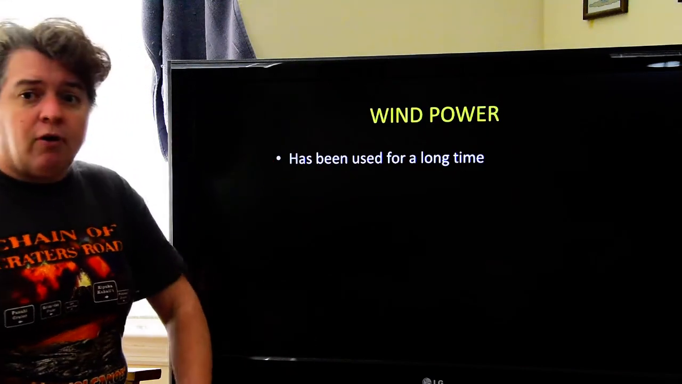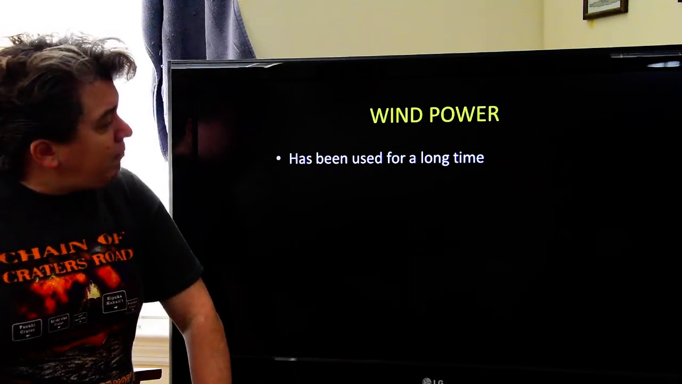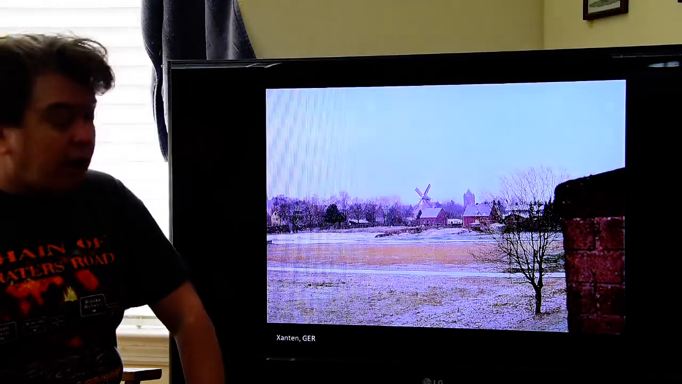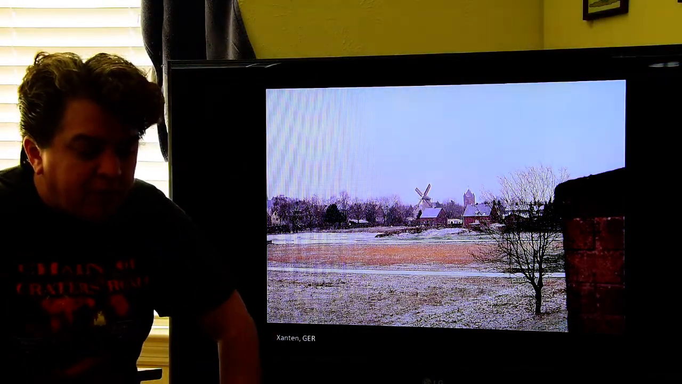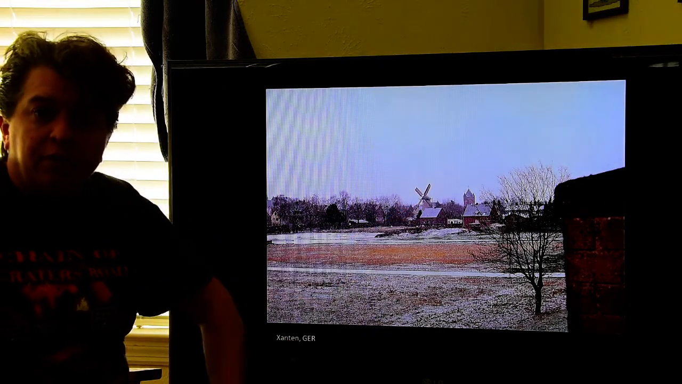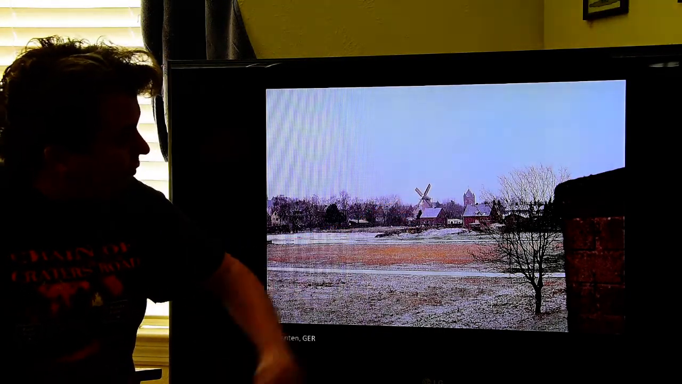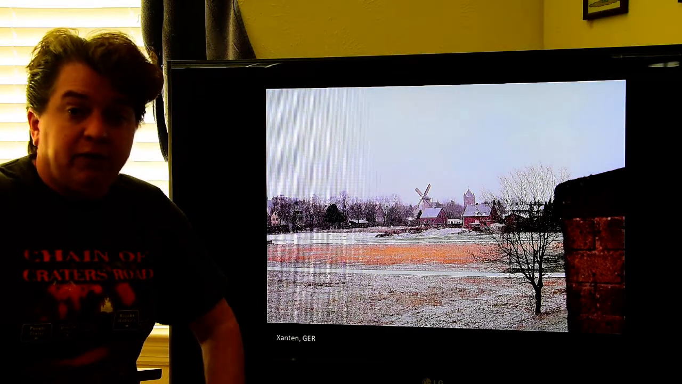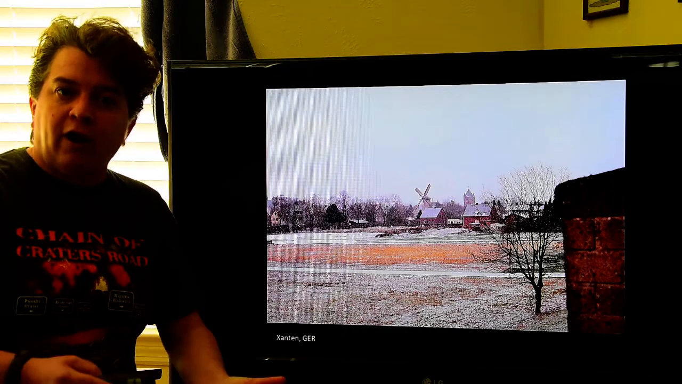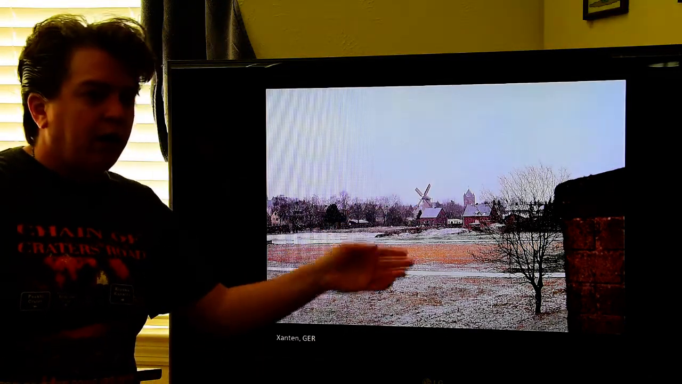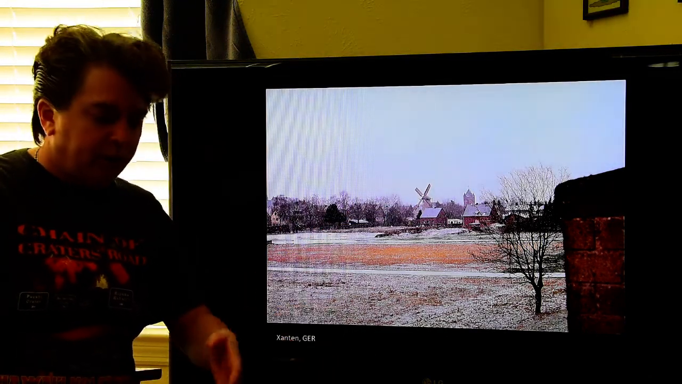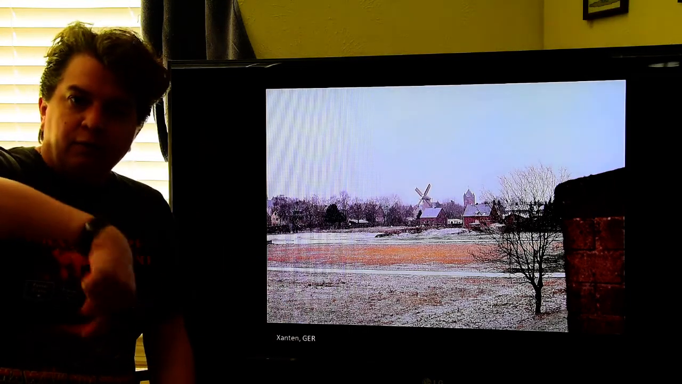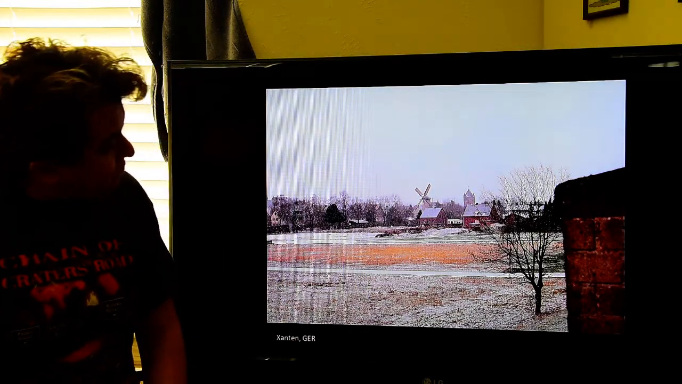So the last one I'm going to talk about is wind power. Wind power has been used for a long time. If you go to parts of Europe, you'll see windmills, and this particular windmill was built in the 1400s, and it was built as a mill to grind grain. You would take your wheat or your barley or whatever over there, and this would grind it down into flour.